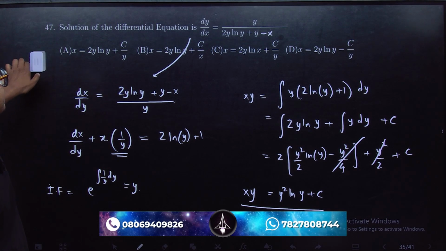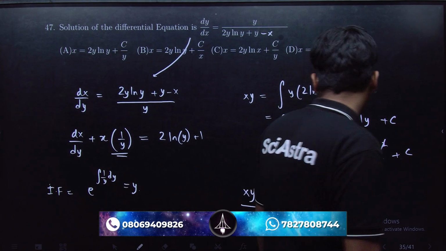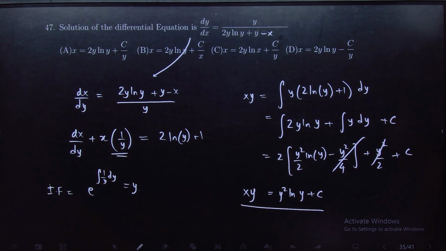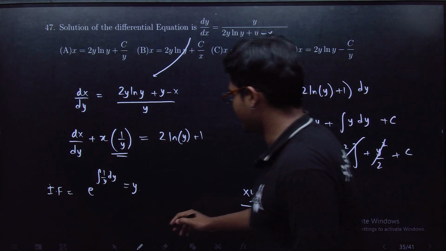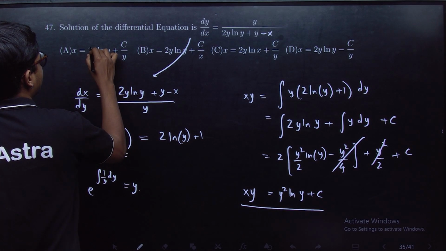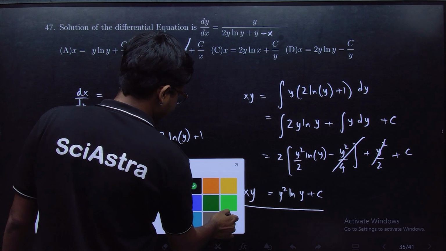Okay. All the options have a 2, but there should not be a 2, right? One second. Okay, this 2 shouldn't be present. It should just be y times ln y plus c by y, okay? So that's option A is the correct answer, okay?